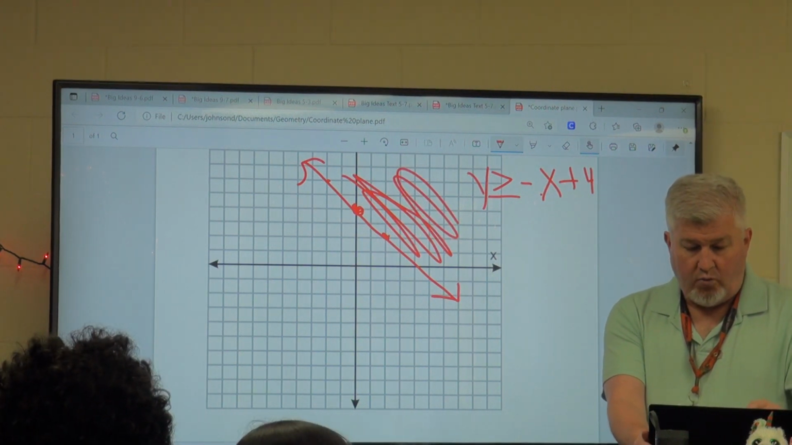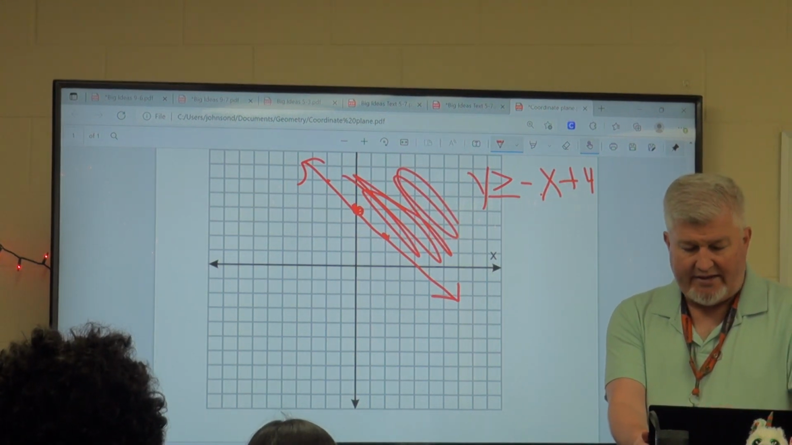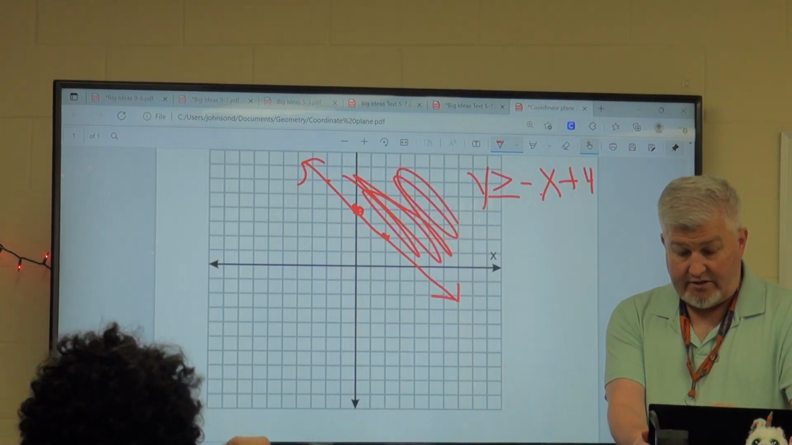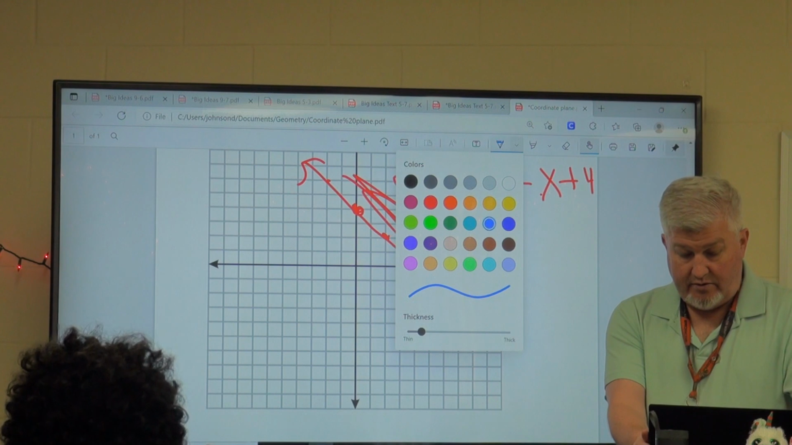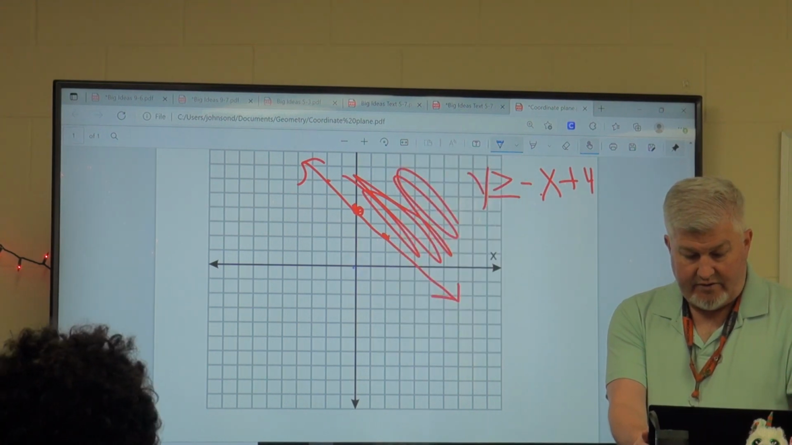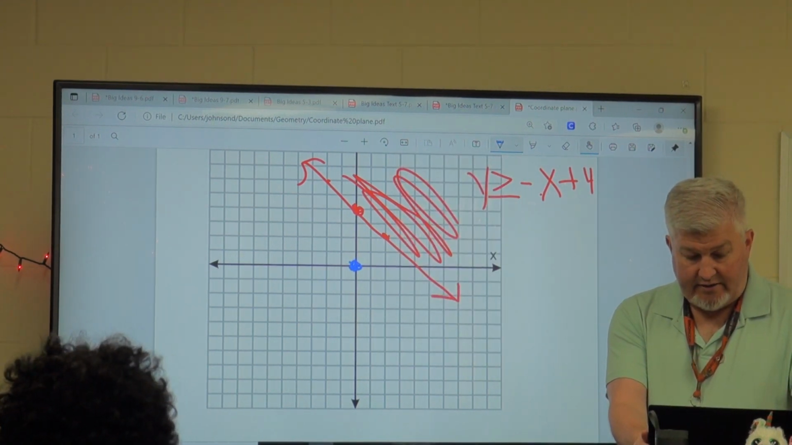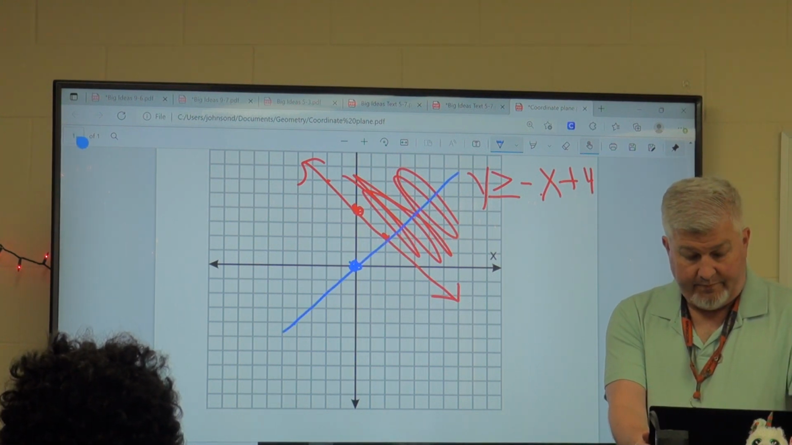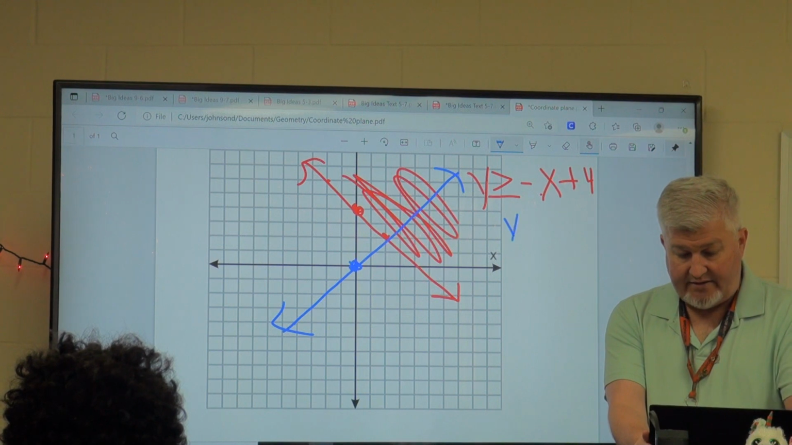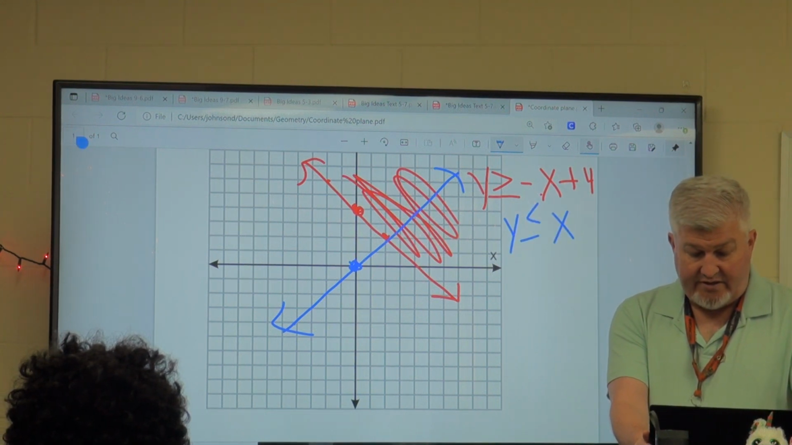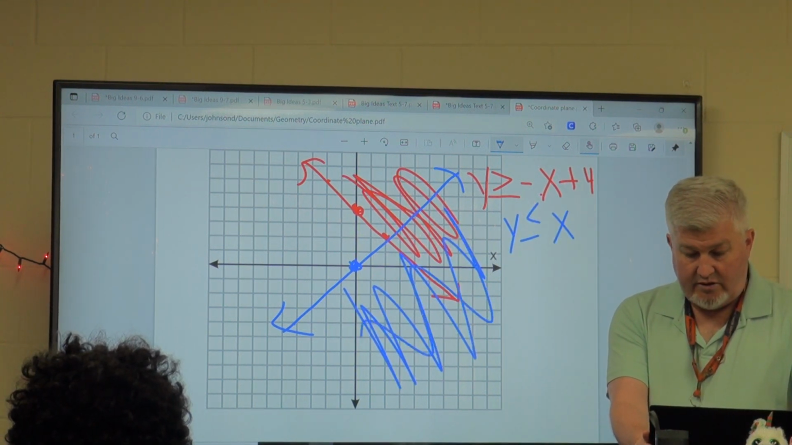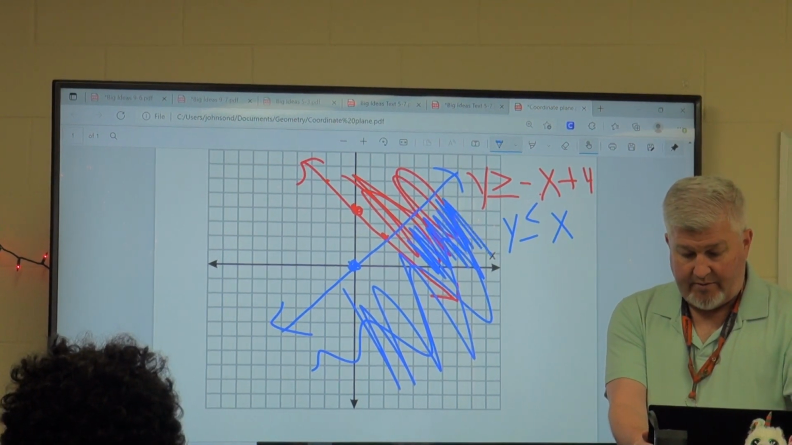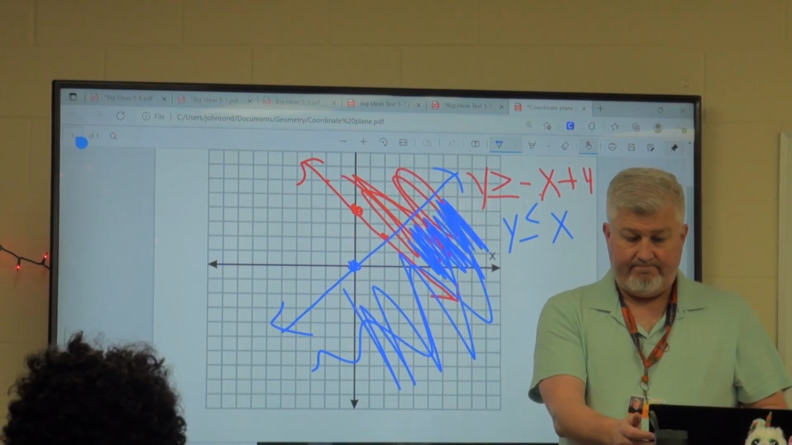Okay, the other one was y is less than or equal to x, if I recall right. Change color, blue. The y-intercept is 0, and the slope is 1. That's y is less than or equal to x. So what that means is it's everything down here. So clearly our intersection is all this stuff right here. I'm not going to take time to change colors. That's your system.